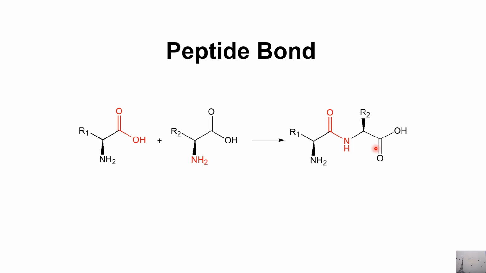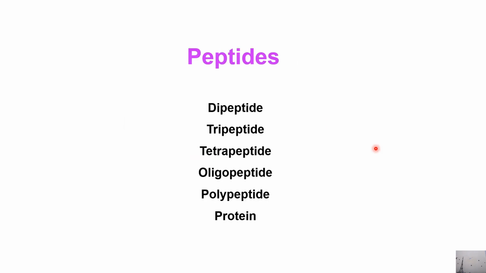Now coming to the peptide bond. When two or more amino acids come together, there is formation of a peptide bond between the amino acids. A CONH bond is formed. There can be different types of peptides: dipeptides, tripeptides, oligopeptides, polypeptides, and ultimately proteins.